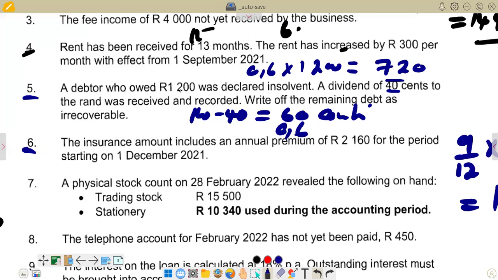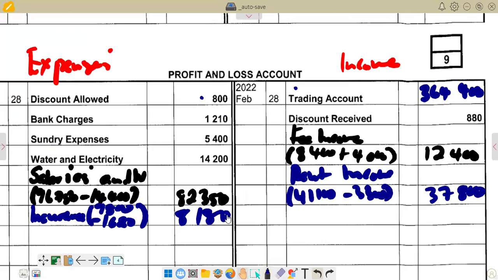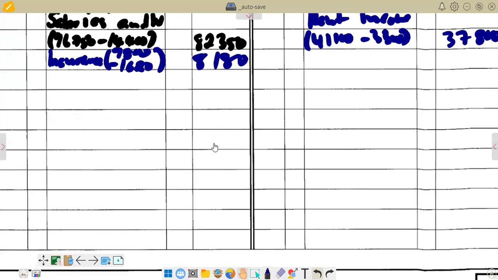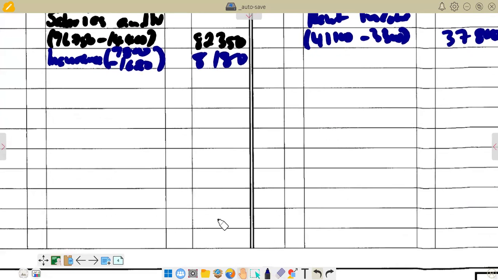So the one that we are given in the list of balances is 5,200, then we add our 720 to get the total for bad debt. So we come here. We see that bad debt is an expense, so it's supposed to be on the debit side. So we are saying here we have bad debts.